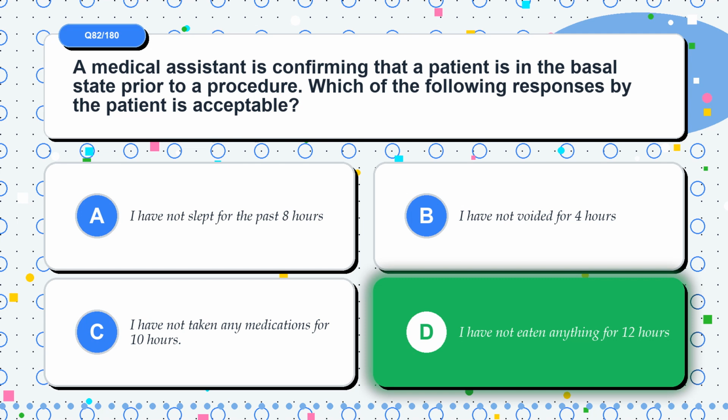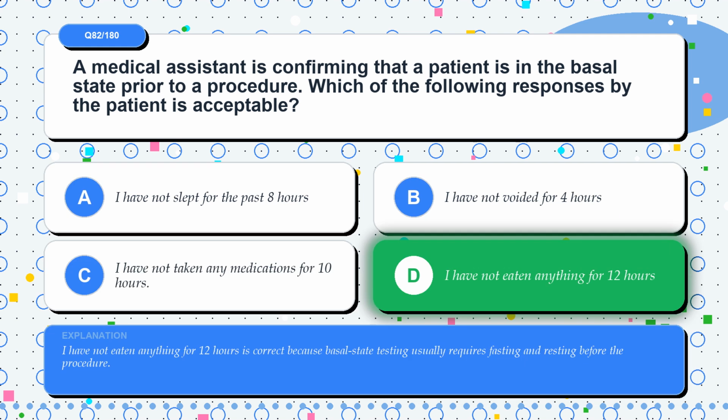The correct answer is option D. I have not eaten anything for 12 hours. I have not eaten anything for 12 hours is correct because basal state testing usually requires fasting and resting before the procedure.